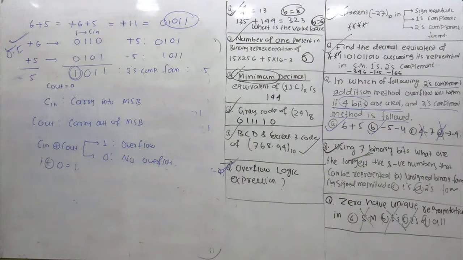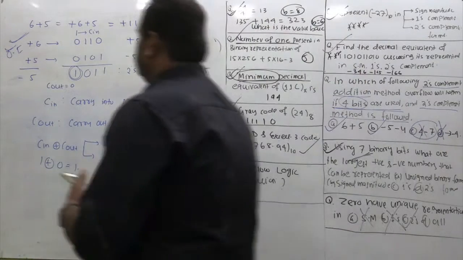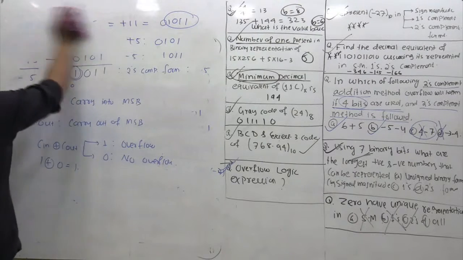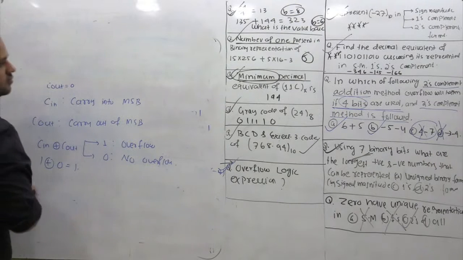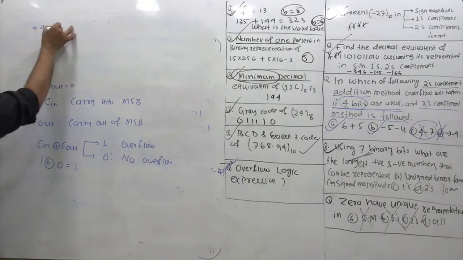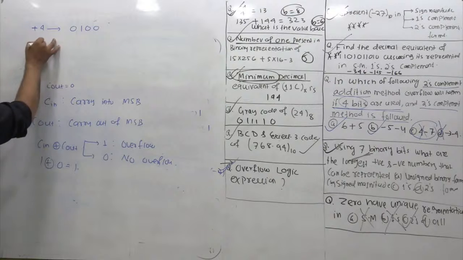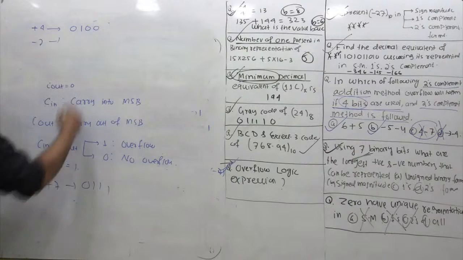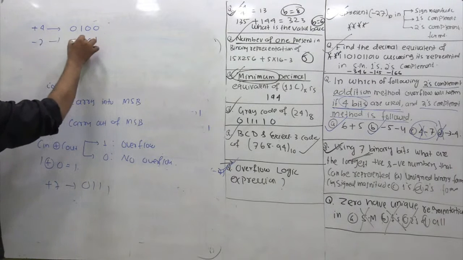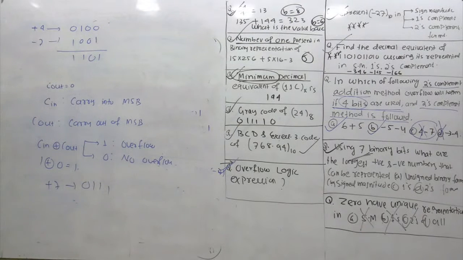Now suppose you want to do it for 4 and minus 7. In this case we said there is no overflow. Then let's see how there is no overflow. Plus 4 is 0, 1, 0, 0. And plus 7 is 0, 1, 1, 1. Minus 7, you have to take 2's complement. This is 1, 0, 0, 1. If you add it, you get 1, 1, 0, 1.